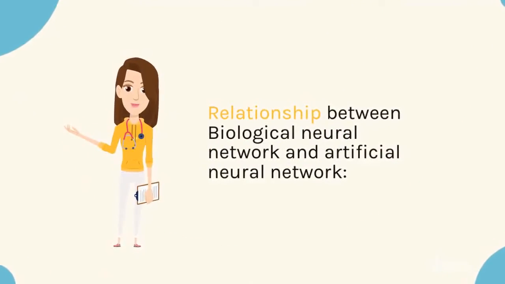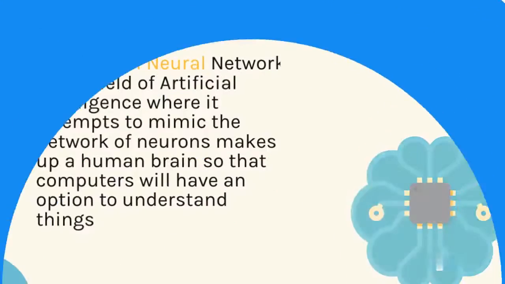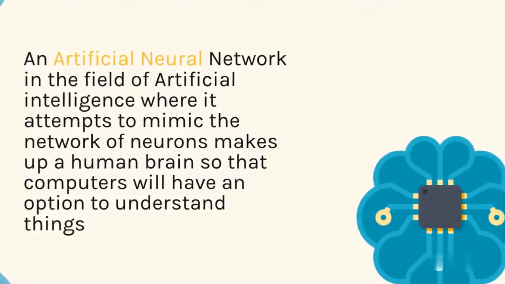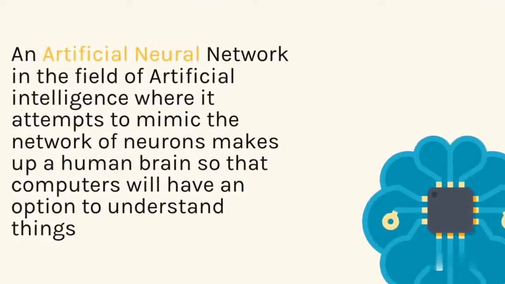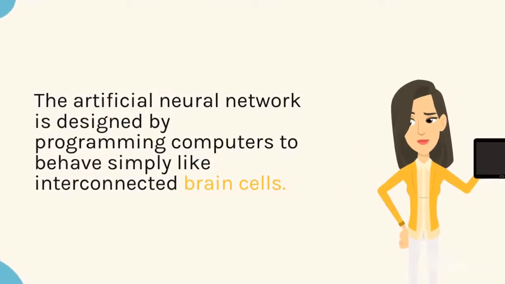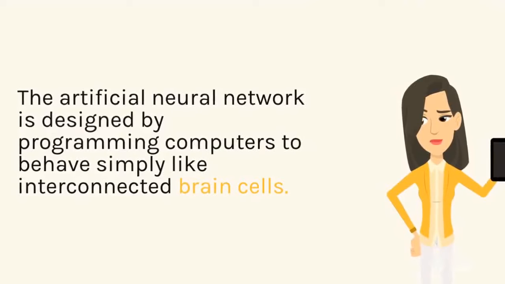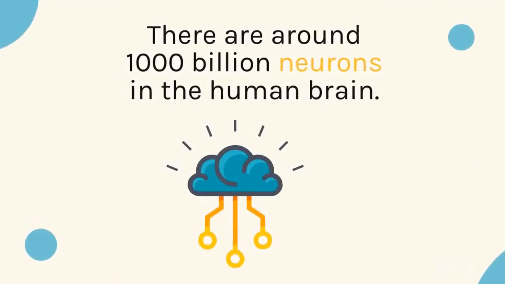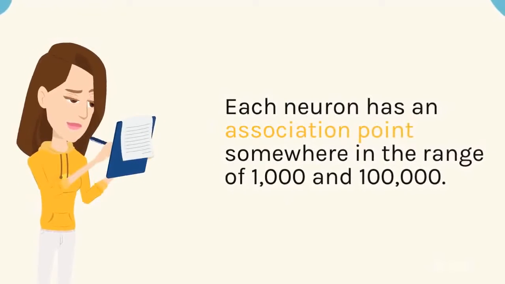Relationship between biological neural network and artificial neural network. An artificial neural network in the field of artificial intelligence attempts to mimic the network of neurons that makes up a human brain so that computers will have an option to understand things. The artificial neural network is designed by programming computers to behave simply like interconnected brain cells. There are around 1,000 billion neurons in the human brain. Each neuron has an association point somewhere in the range of 1,000 and 100,000.